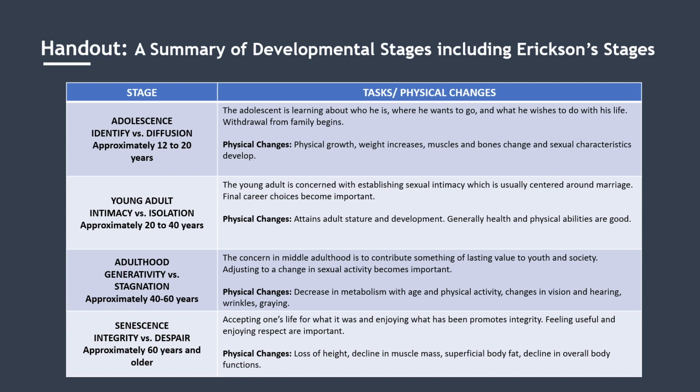Adulthood, generativity versus stagnation, approximately 40 to 60 years. The concern in middle adulthood is contributing something of lasting value to youth and the society. Adjusting to change in sexual activity becomes important. Physical changes, decrease in metabolism with age and physical activity, changes in vision and hearing, wrinkles and graying.